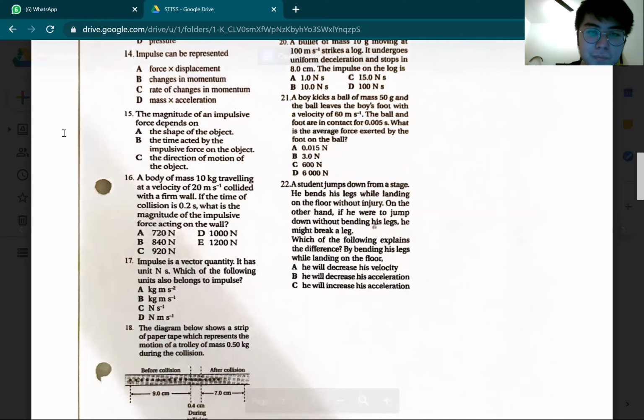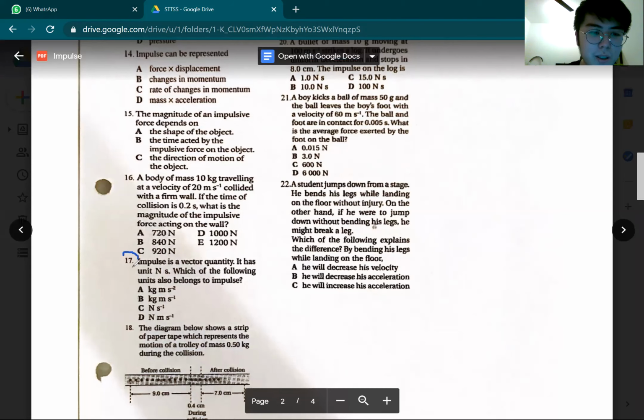Question 17. Sometimes the unit can be very confusing. 17. So impulse is a vector quantity. It has unit Newton second. Which of the following units also belongs to impulse? Okay. So whenever you encounter this type of unit question, as long as you remember the formula, then should be no problem for you. Okay. So impulse I equals Ft.